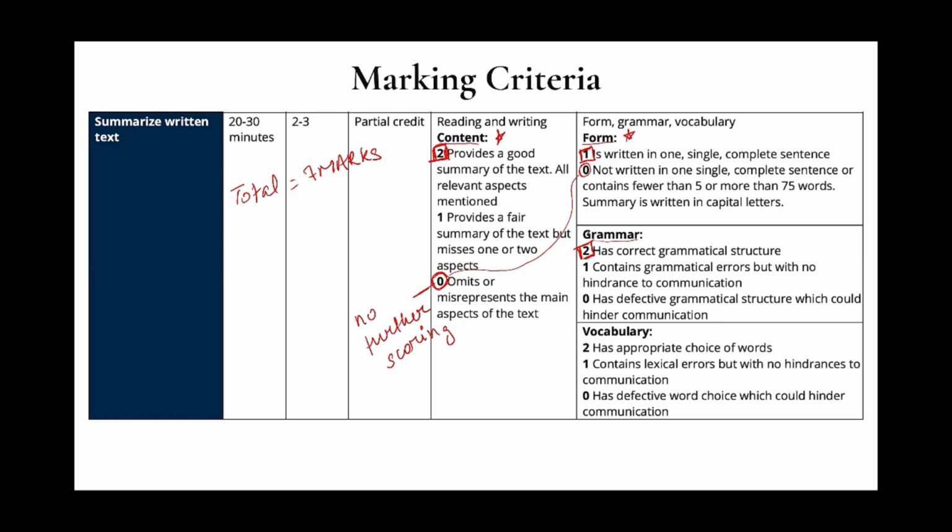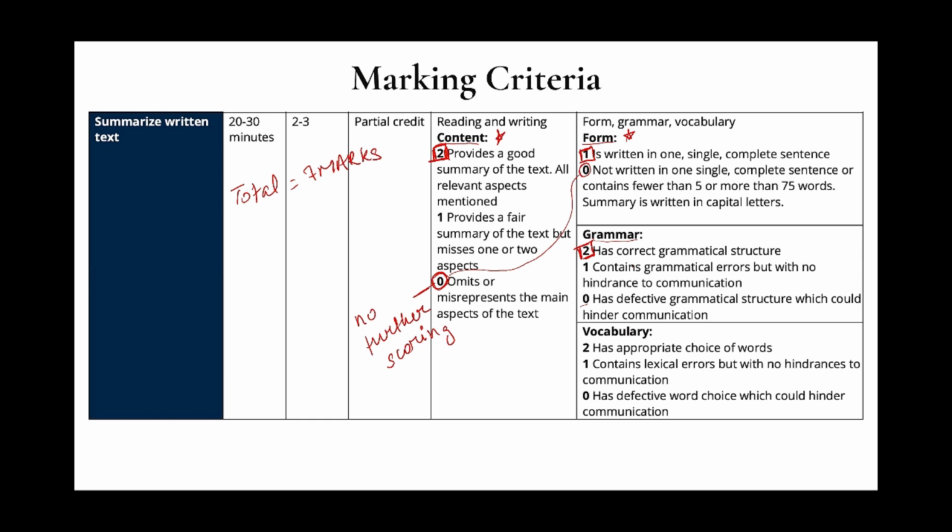One very unique aspect of this marking criteria is, look at this. This is a section of writing, isn't it? But it doesn't talk about the spelling. So if you were to make a spelling mistake, that would be included in your grammar. 1 spelling mistake takes away 1 mark of grammar. 2 spelling mistakes would straight away get it down to 0.